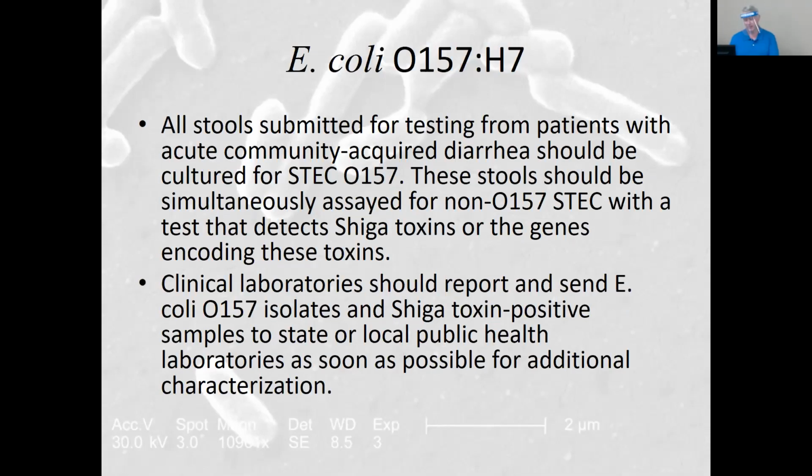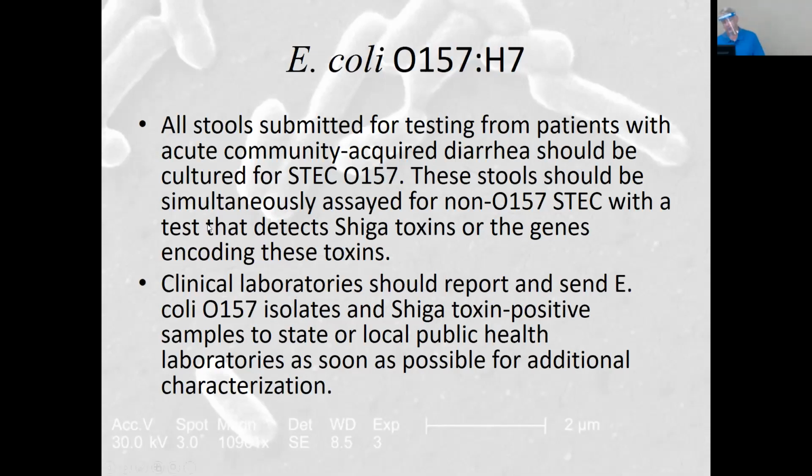These stools should be simultaneously assayed for non-O157 STEC, Shiga toxin E. coli, with tests that detect Shiga toxins or the genes encoding these toxins. Okay, so we actually need to remember from this one, we grow it on sorbitol MacConkey, looking for a non-sorbitol fermenter. So if it's regular E. coli, it will what? Ferment sorbitol. If it's O157, it doesn't ferment sorbitol, but we can also check for Shiga toxins. So put those two together with E. coli O157.